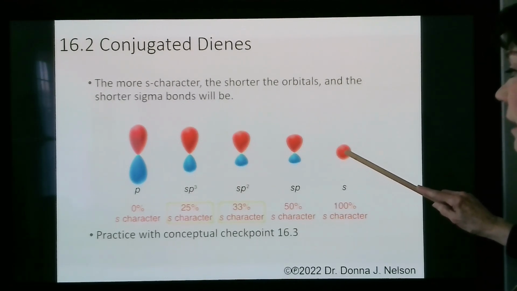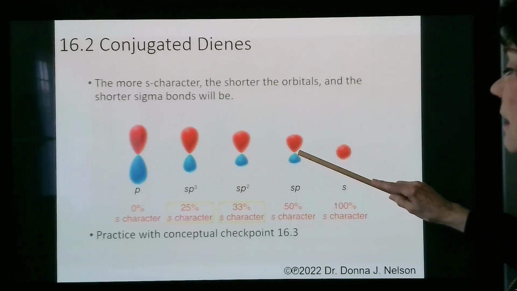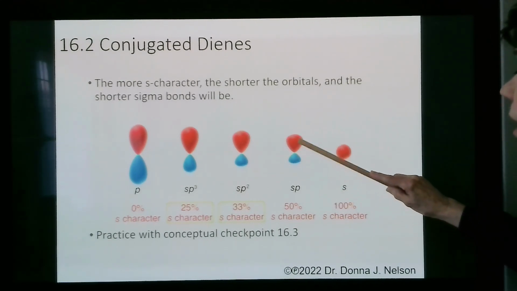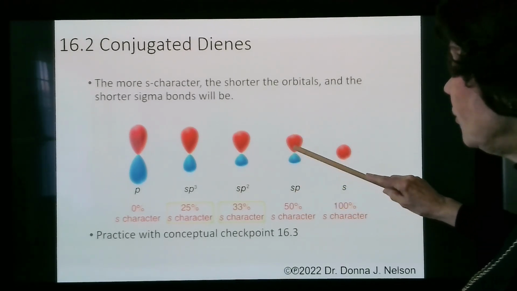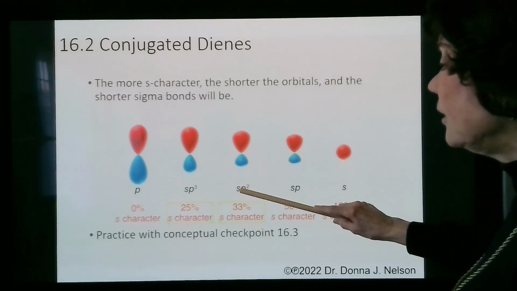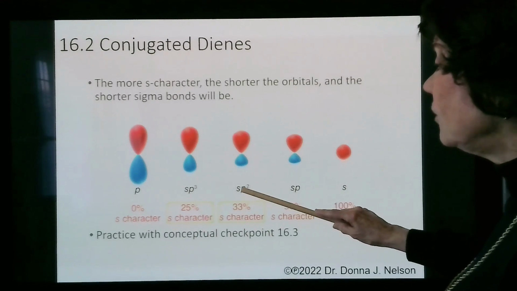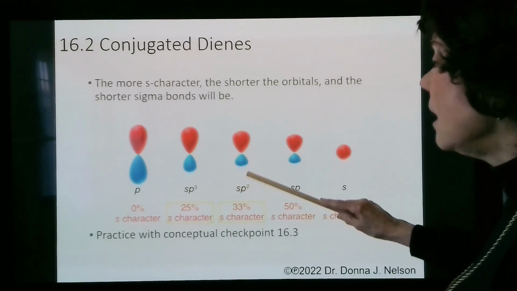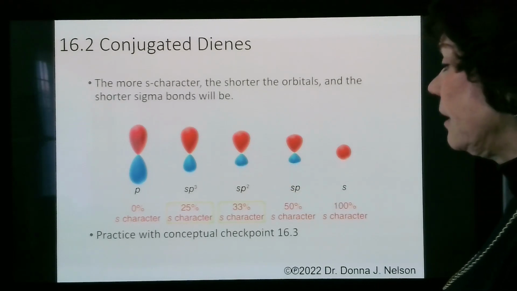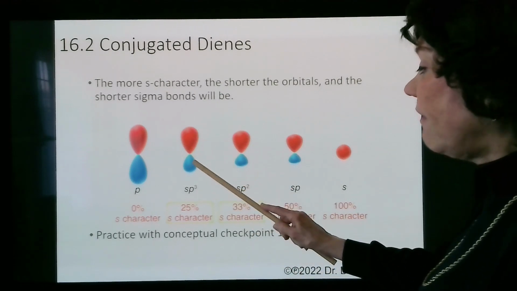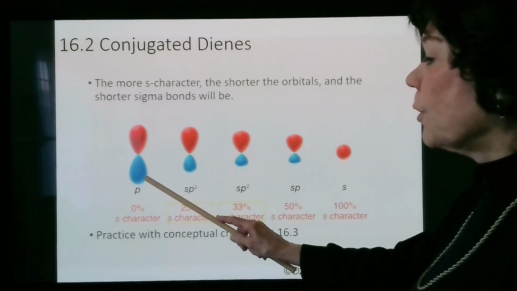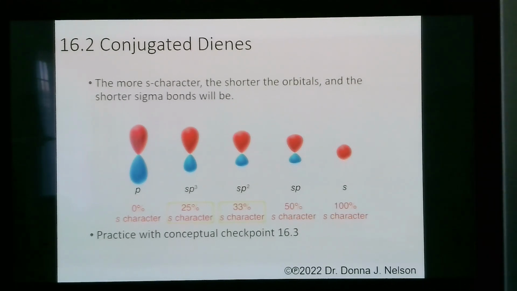has 100% S character. Then you have the sp hybridized orbital. It's half S and half P, so obviously this is 50% S character. An sp2 hybridized orbital is 1/3 S, 2/3 P, so this is 33% S character. An sp3 hybridized orbital is 25% S character, and the P orbital has 0% S character. So this is sort of logical.